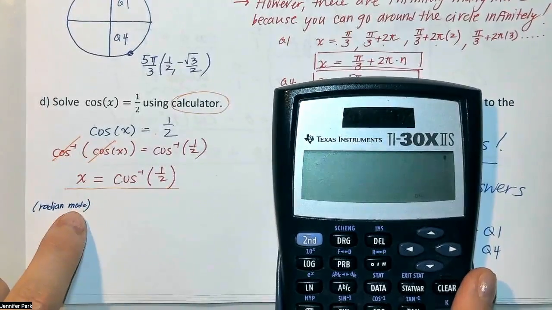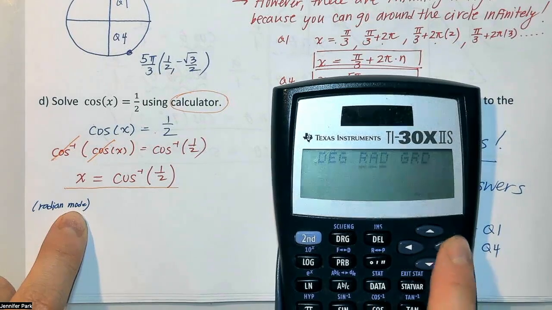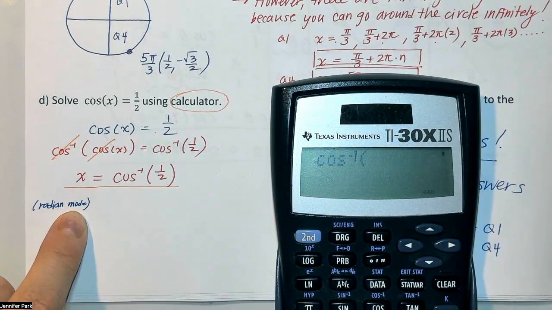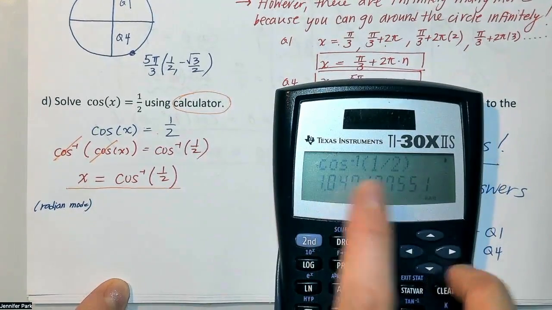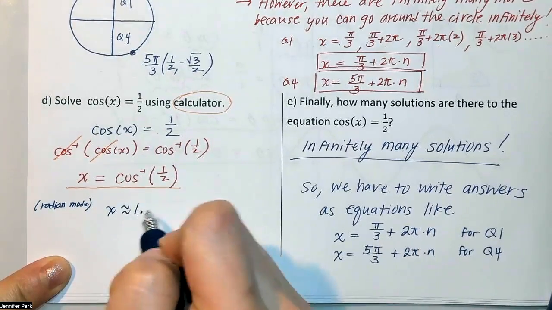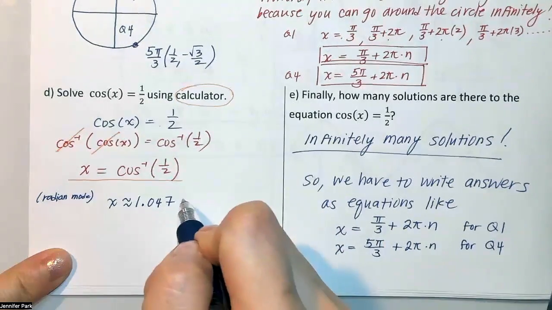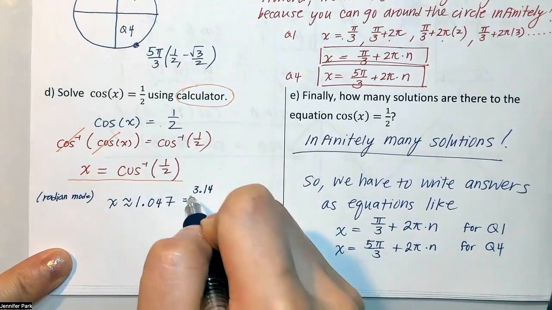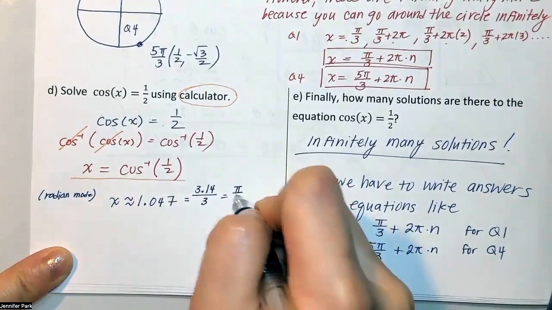First, we're going to do it in radian mode. For my calculator, I'm going to press the DRG button, which allows me to select RAD, which is radian. And I'm going to do inverse cosine of 1/2. And I get a decimal answer, approximately 1.047. Okay, but guess what? That's actually equivalent to 3.14 divided by 3. Or, in other words, pi divided by 3.